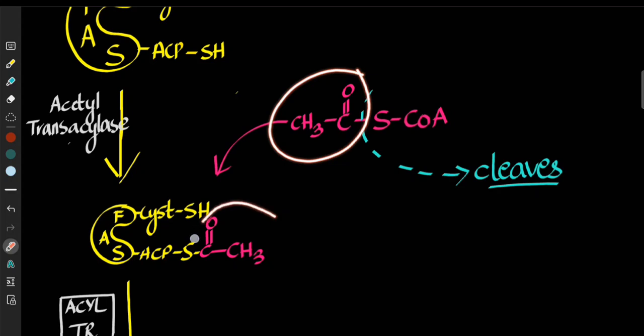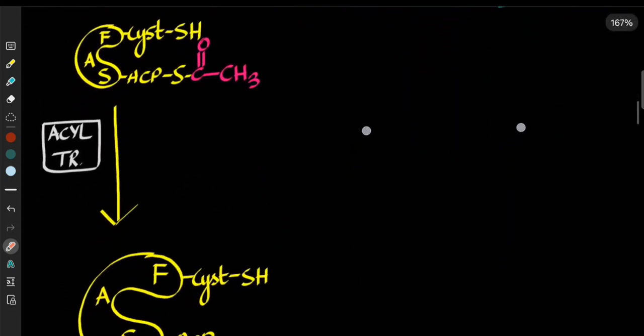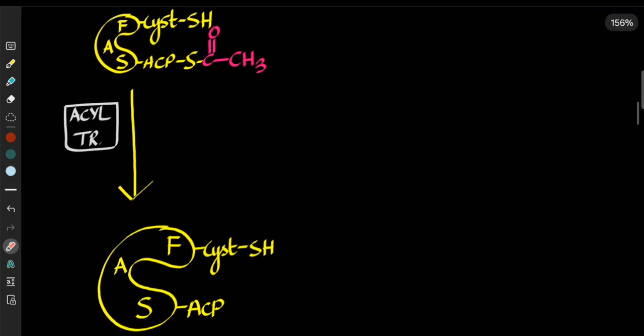Now there is another enzyme which is known as acyl transferase. So now what will happen is, as you can see over here, the acetyl group was attached to the ACP, acyl carrying protein part, right? Now this particular acyl group will be transferred to the cysteine part. So if I just have to write it down, I'm just going to write it over here.